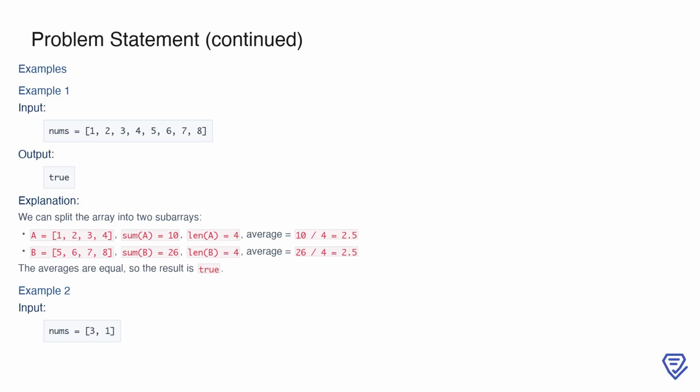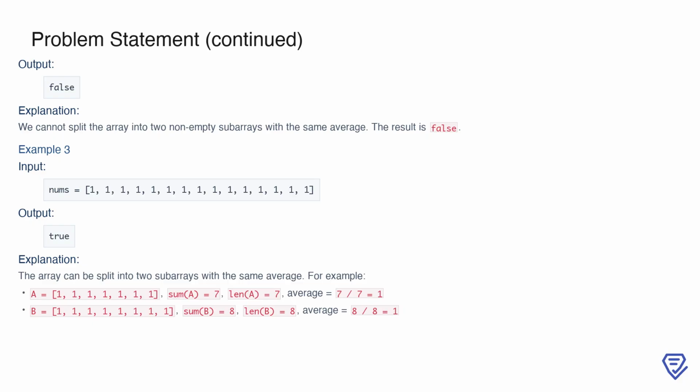In the second example, the input array is nums equals 3, 1. Here, it is not possible to split the array into two non-empty subarrays with the same average, so the output is false. Now looking at the third example, the input array is nums equals 1, 1, 1, 1, 1, 1, 1, 1, 1, 1, 1, 1, 1, 1, 1.